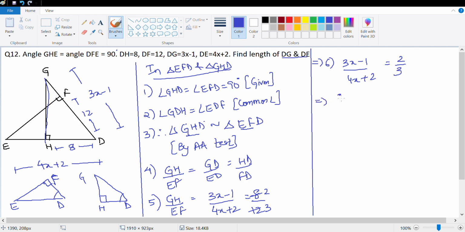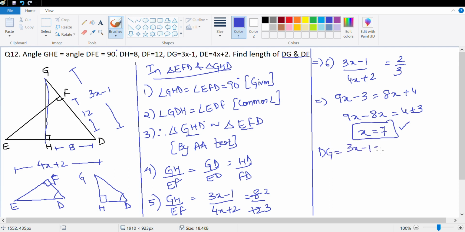Cross multiply, 9x minus 3 is equal to 8x plus 4. 9x minus 8x is equal to 4 plus 3. X is equal to 7. Now, let's look at the question. We need to find the length of DG. So DG is given equal to 3x minus 1, which is 21 minus 1 is equal to 20. No units given, therefore DG is equal to 20 units.